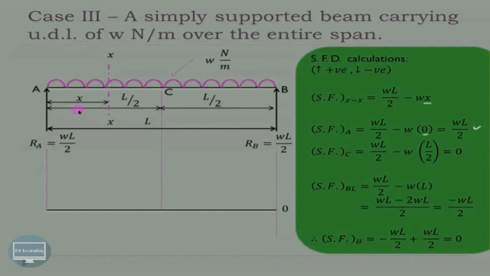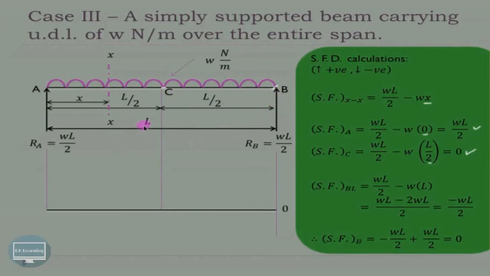Now at point C, the value of x is nothing but what? It is L by 2, because C is the center point of this beam. So in place of x, again substitute L by 2, so it is WL by 2 minus WL by 2. So the value of shear force at C will be 0.